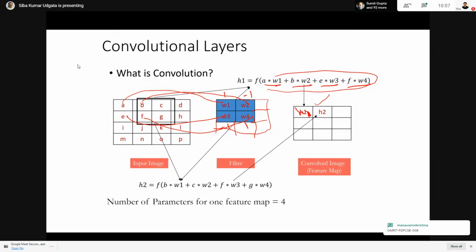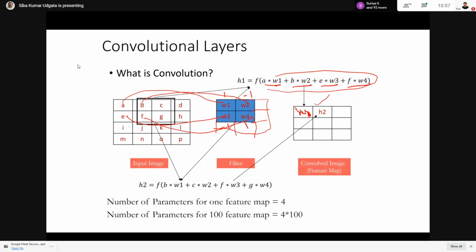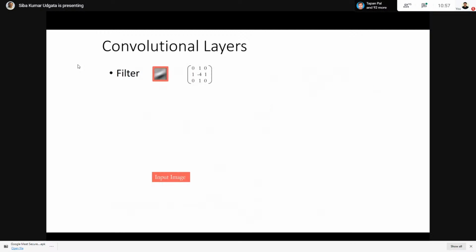Okay. So the number of parameters for one feature map is 4 here. If you look at this feature map, the number of parameters is 4. Then you continue to do this. So the number of parameters in 100 feature maps is 4 into 100. Whatever the number of features, each one is 4. If there are 100, that will be 4 into 100.